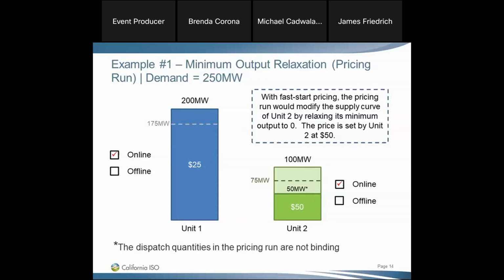And the only thing I would then add is, under the current mechanism, unit 2 actually has incentive to now bring its minimum from 75 megawatts down to 50 megawatts so it can be dispatchable at that $50 price point, in which case it will set the LMP as it's intended to do because it will be the marginal unit.